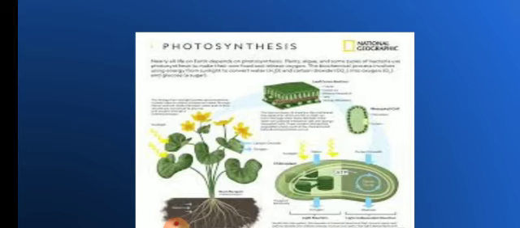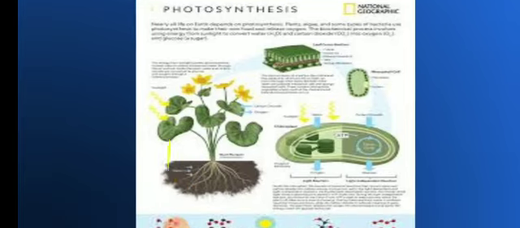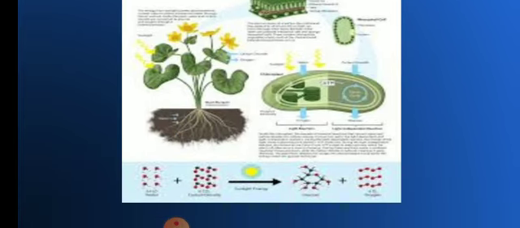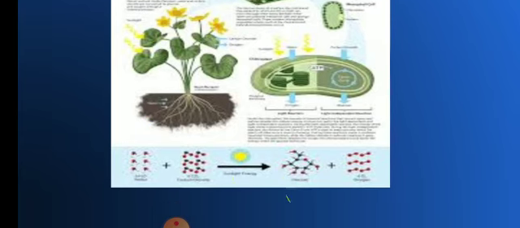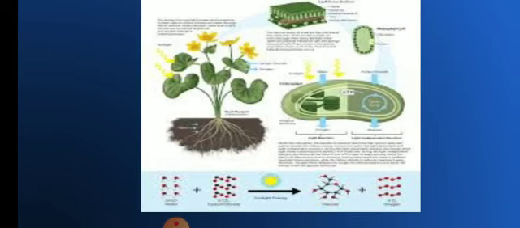With the effect of water, the stomata become turgid or flaccid, so they remain open or closed. During daytime they remain open so that photosynthesis can take place, and at night they remain closed to prevent extra loss of water. Now this is the reaction: CO2 plus H2O in the presence of sunlight and chlorophyll pigment produces glucose and oxygen gas.